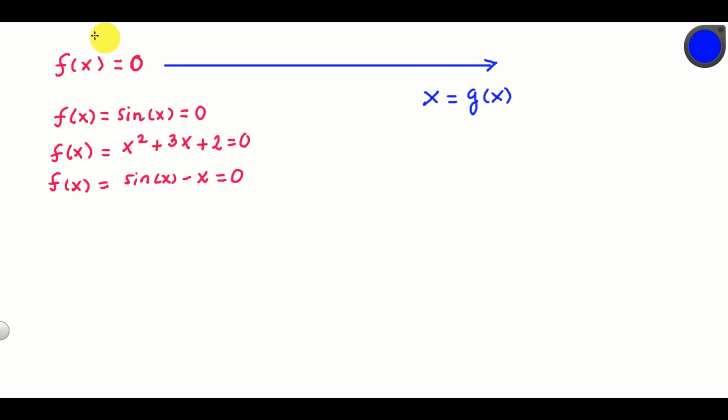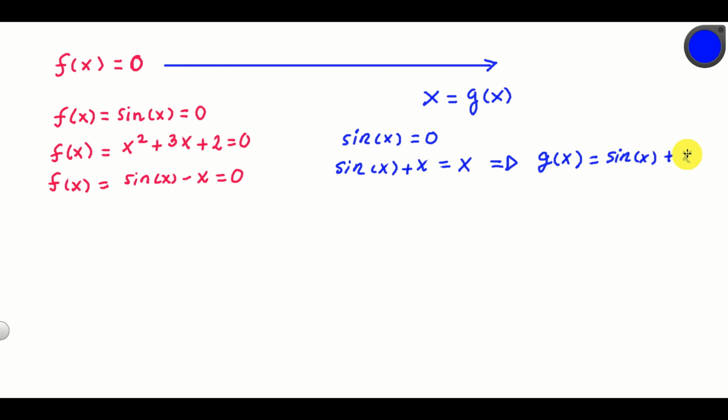We can always transform the original problem in the equivalent form. Let's show this by using these examples. The first example is sine x is equal to 0. Now, if we add x to both sides, we will get sine x plus x is equal to x. And over here we see that g of x is sine x plus x, and we obtain the equivalent form: g of x is equal to x.